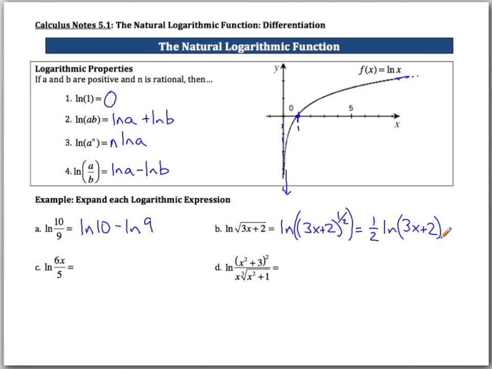Now we ask ourselves, is this completely expanded? Well, we have a sum inside. We're taking the natural log of a sum, and you can see we don't have any properties for that, and so this is expanded.